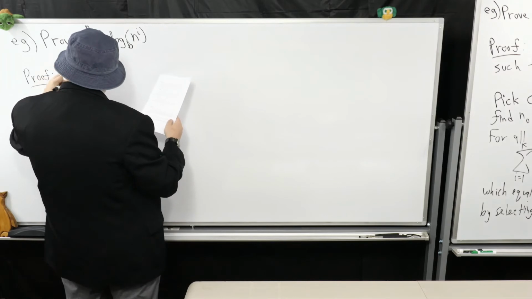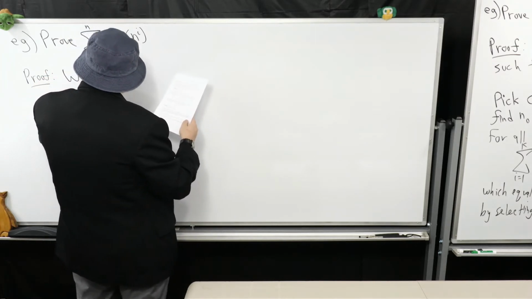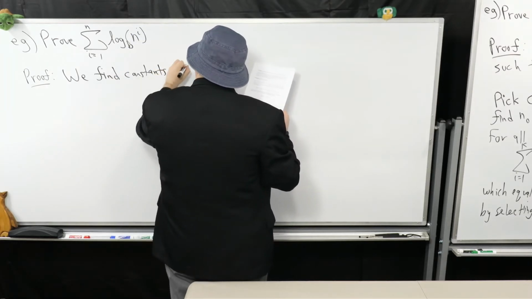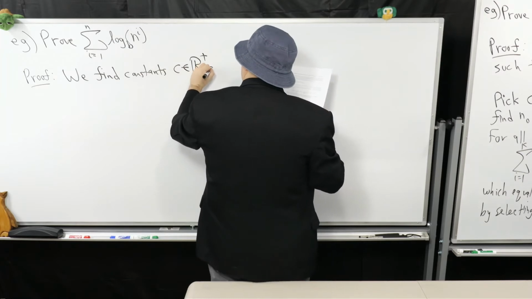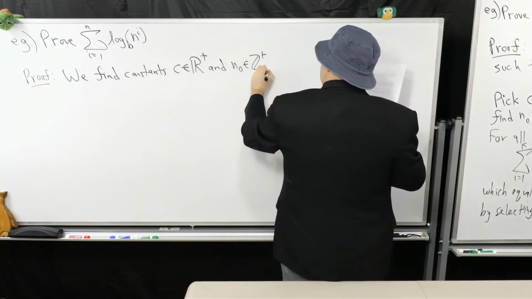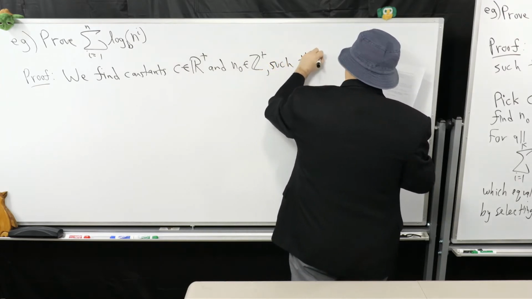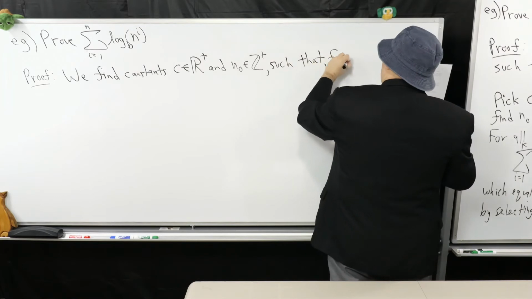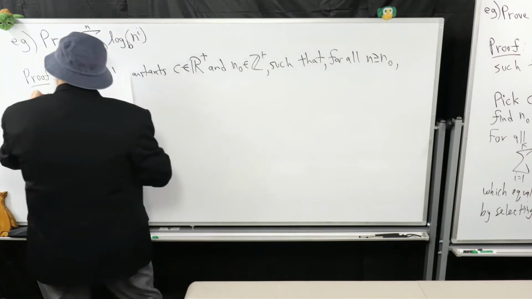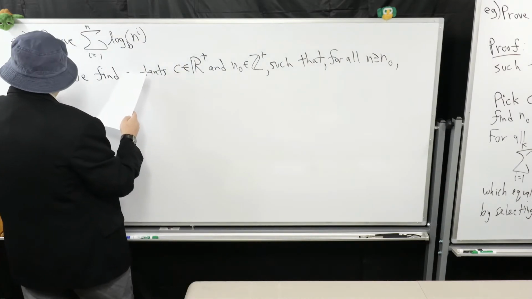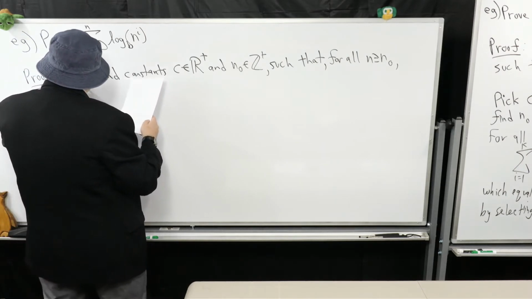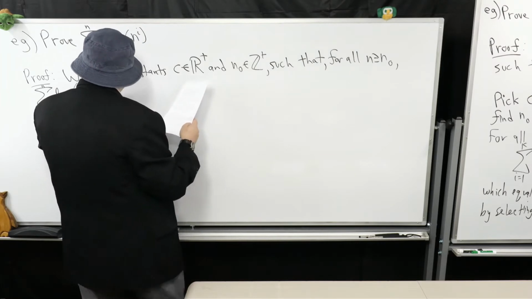So what do I usually do? I usually say we find constants c, which is a positive real number, and n0, which is a positive integer, such that for all n greater or equal to n0, the sum from i equals 1 to n of (log base b of n) to the i is less than or equal to c times log.